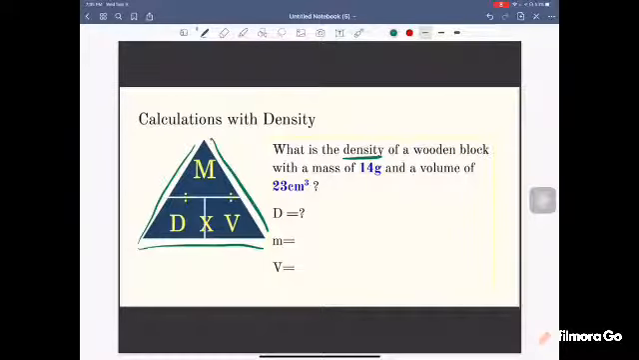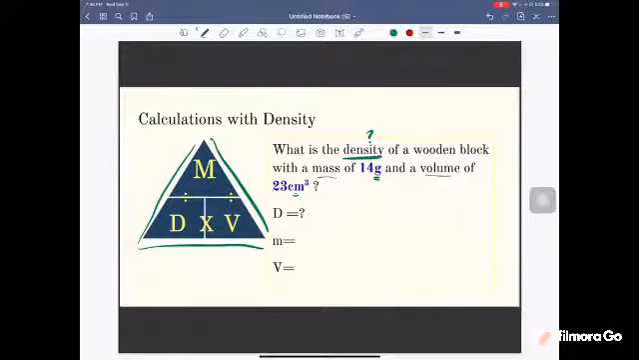What is the density of a wooden block with a mass of 14 grams and a volume of 23 cubic centimeters? So we don't freak out. We see grams, cubic centimeters, and this isn't much of a mystery because they tell us wide out in the open. Here's our mass, here's our volume. So here, density, this is our unknown. So in any word problem, you start by identifying what you don't know. Then you start plugging in what you do.